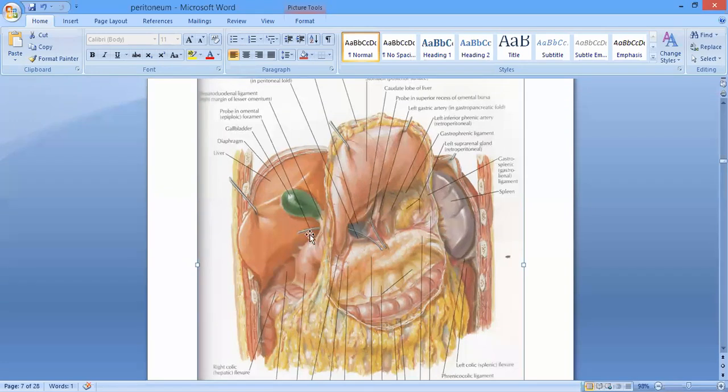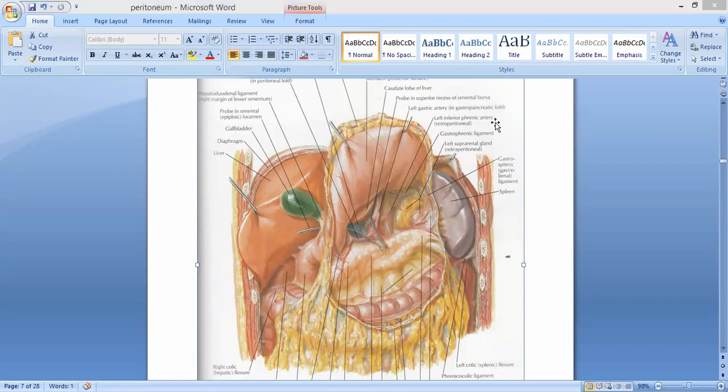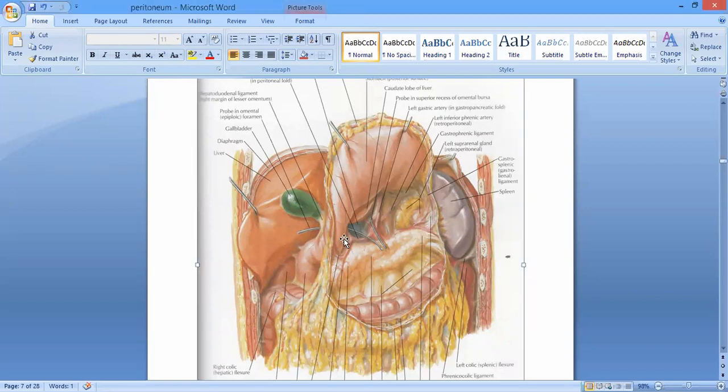You see the probe. ठीक है, ये जो प्रोब है ये लेसर सैक से कहां जा रही है? ग्रेटर सैक में जा रही है. ठीक है, this probe is in this opening. So this oval shaped opening here is called the epiploic foramen. ठीक है, or the foramen of Winslow, right? It is named the opening of the lesser sac or the opening of the Winslow or the epiploic foramen.